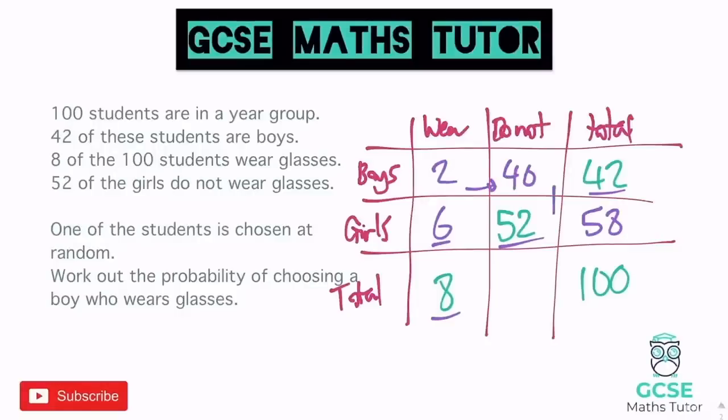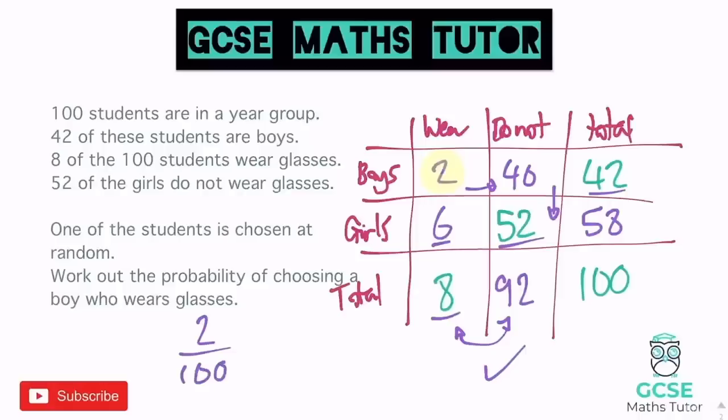And then moving downwards or across from another direction, I could add those together to make 92. And a very quick check here, those two add up to 100, so that's right, we're happy with that, we can tick that off. Now it says, work out the probability of choosing a boy who wears glasses, and one of the students is picked at random. Well, 2 of the boys wear glasses, so that would be 2 students out of the 100 students that we've got here.